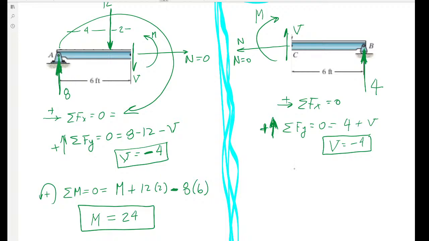Now, let's do it on the right drawing. You don't have to do it on both, but if you want to check, you can do it on both.